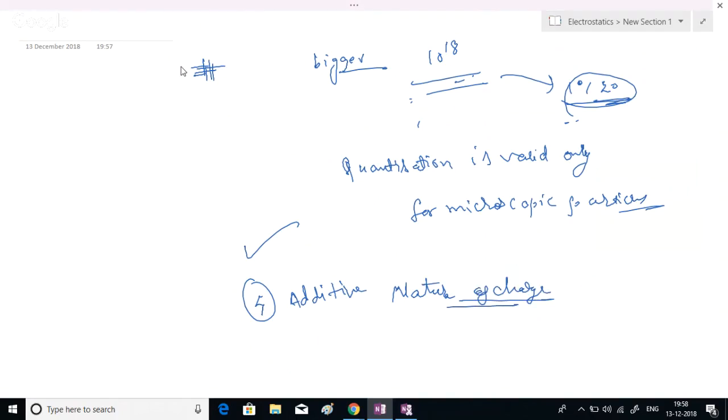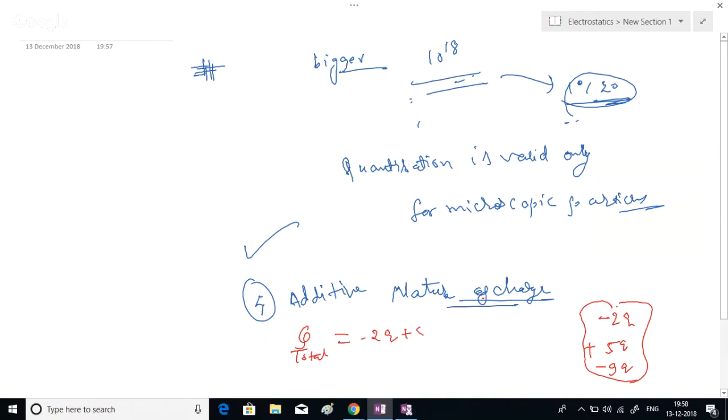I don't know, sir. Suppose in a box you are having minus 2q charge, plus 5q charge, minus 9q charge. Okay, so total charge will be simply the sum of all the charges, that is minus 2q plus 5q minus 9q. So that is going to be equal to what? Minus 6q.